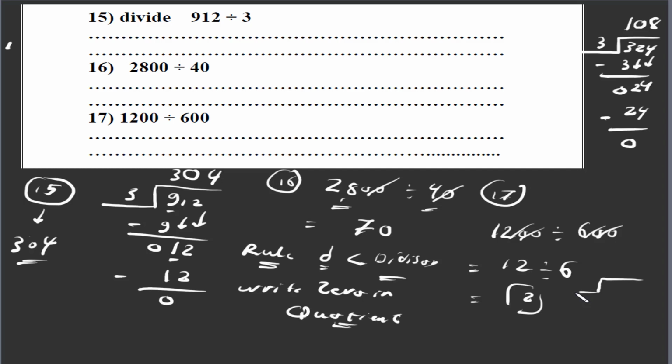Another example. If we have 742 divided by 7. 7 divided by 7 will be 1. 1 times 7 will be 7. Write a line and subtract, it will be 0. Bring down 4. 4 is less than 7, so we write 0 here and bring down the next digit, which is 2. 42 divided by 7 will be 6. 6 times 7 is 42. Write a line and subtract, it will be 0. So the quotient will be 106. So don't forget again the rule: if the dividend is less than the divisor, write 0 in the quotient.